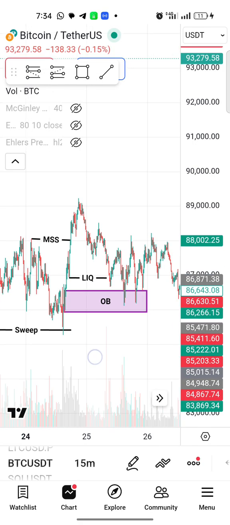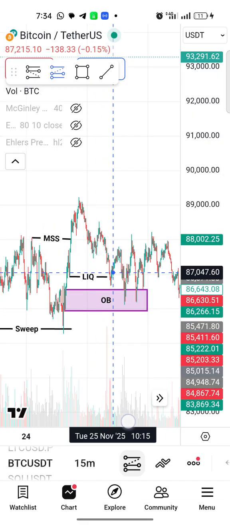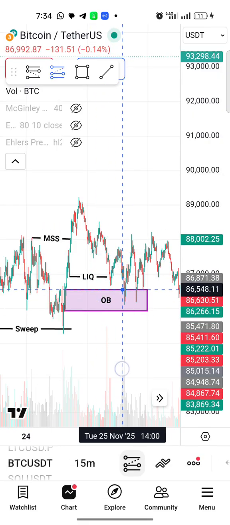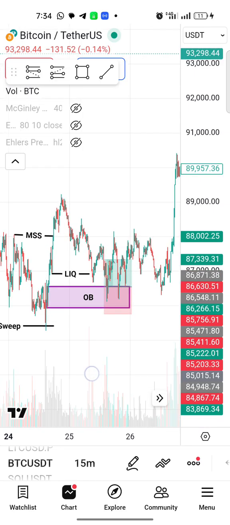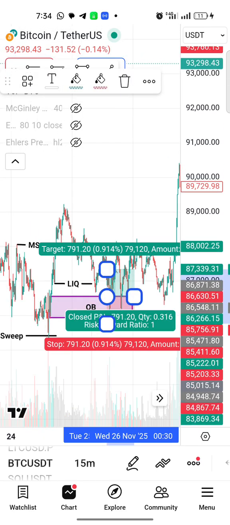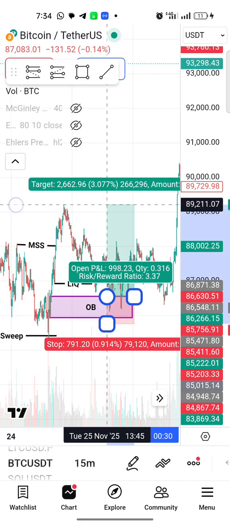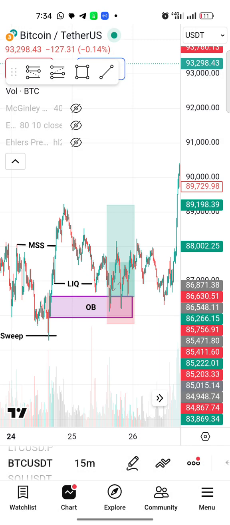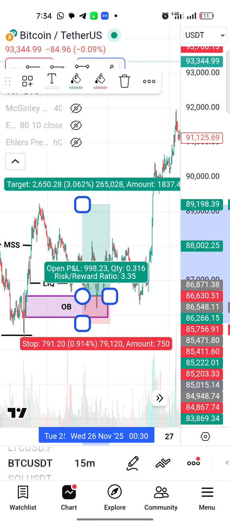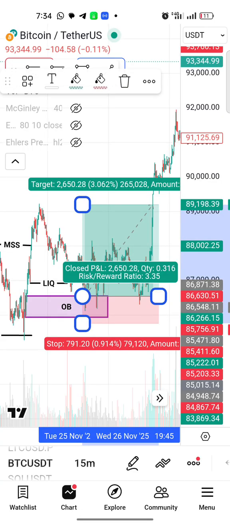So imagine we set our orders here and put the stop loss a little bit below the order block, and then we run it up to this high. Let's use this high as the target. So what are we going to be having? This is what we are going to be having: 1:3. See, this is a healthy profit.